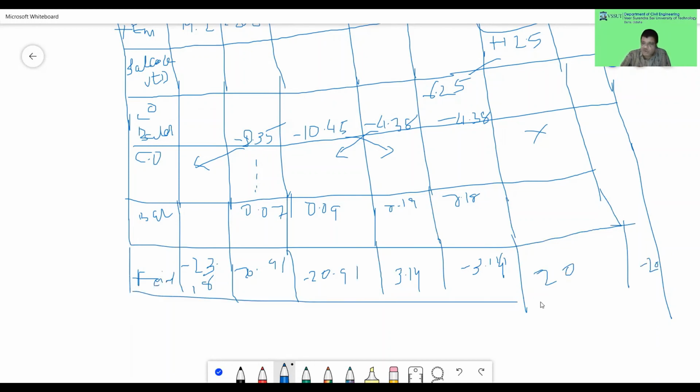With this, you have to draw the bending moment diagram. I know you are able to draw the bending moment diagram. So with this, we conclude these problems on continuous beams.